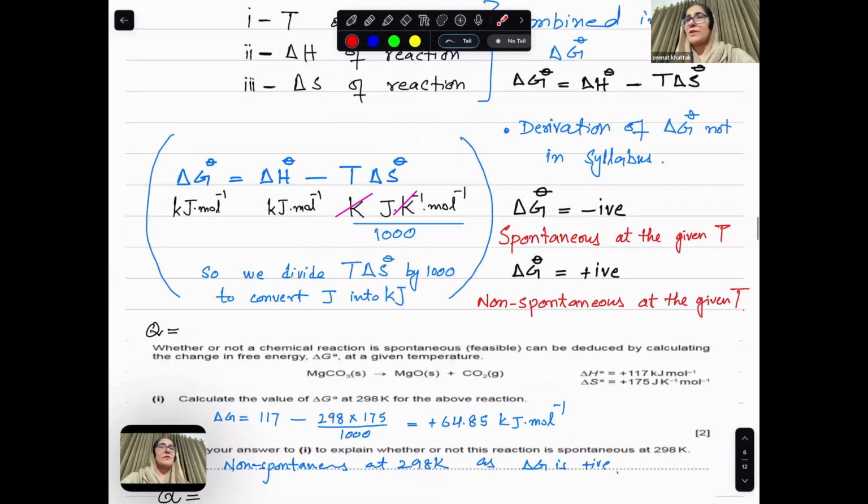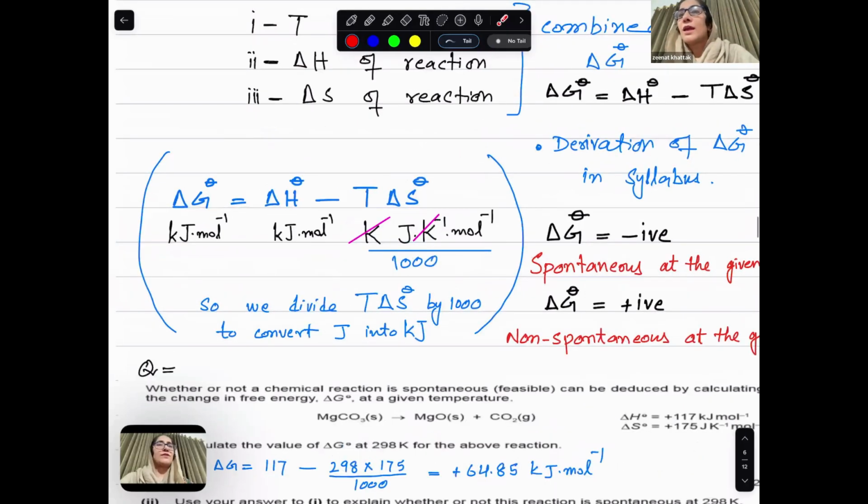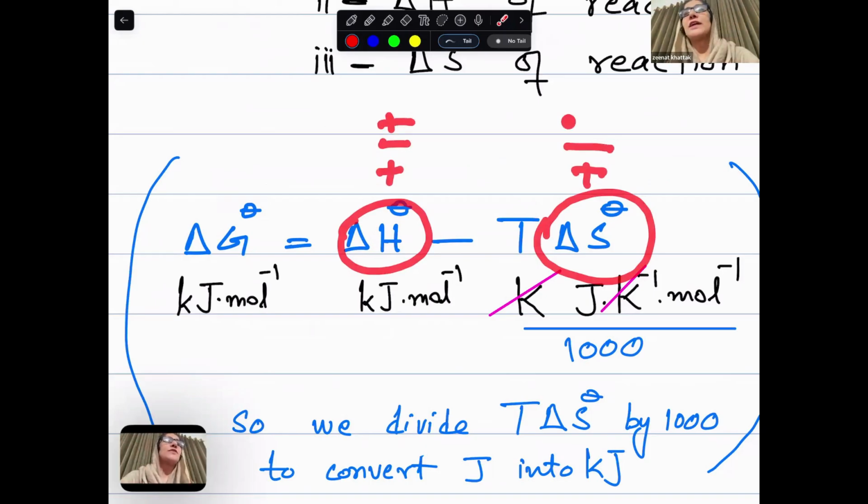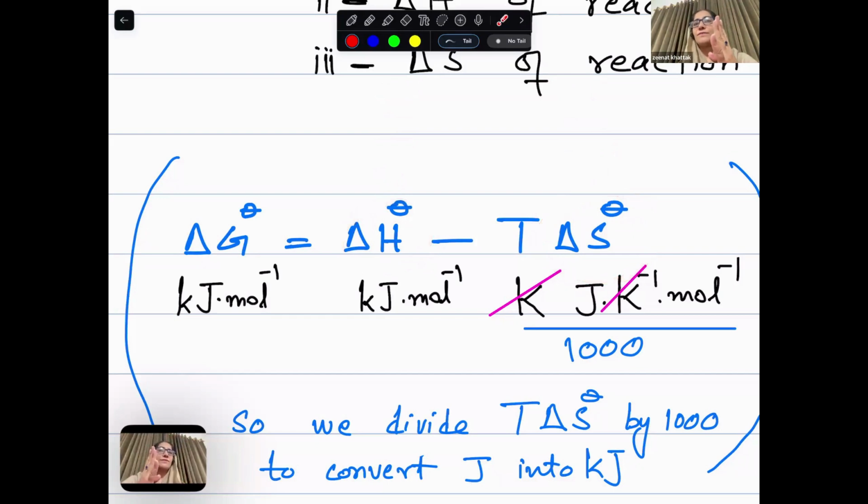If I just focus on the formula, there is a possibility: delta H is positive and delta S is also positive. There is a possibility that delta H is negative and delta S is also negative. There is also another possibility: delta H is positive, delta S is negative for the reaction. And delta H is negative, delta S is positive. So we have 4 cases, right, in which we have to talk about the role of the temperature.